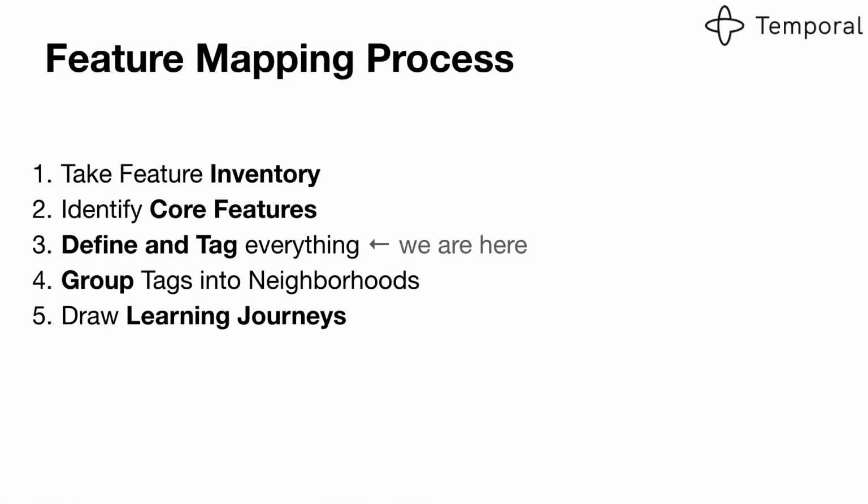The process that we felt our way towards was a 5-step process: taking an inventory, identifying core features, defining and tagging everything, grouping them, and then drawing journeys. We are not done yet. Like I said, this is a work in progress. We're kind of here-ish.